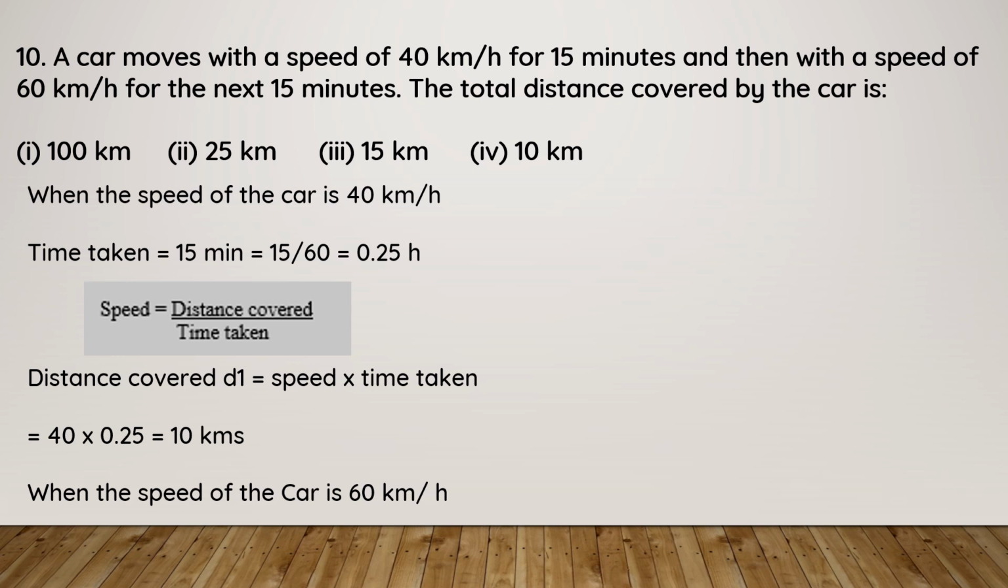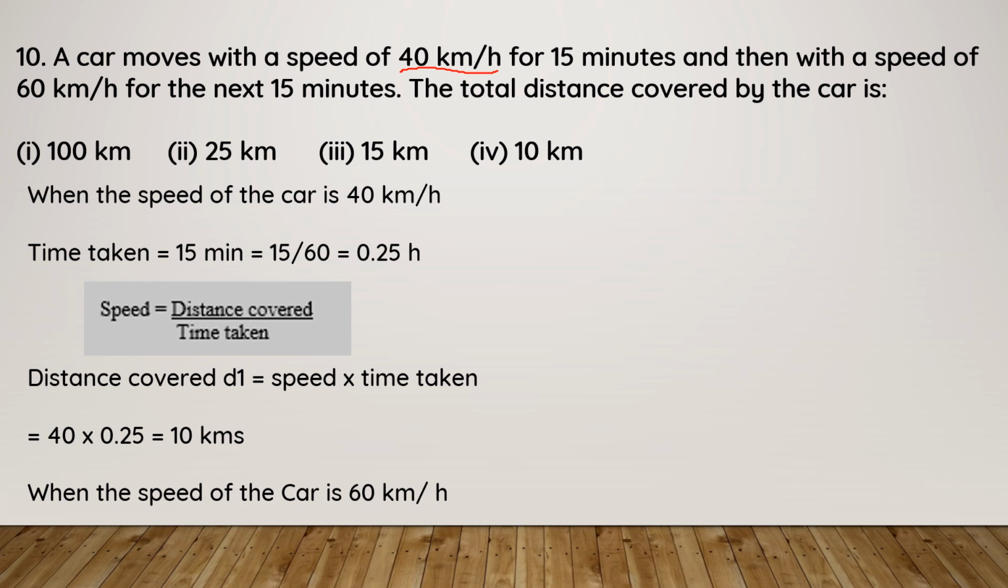Now we will read question number 10. A car moves with a speed of 40 km/h for 15 minutes. So just imagine one car is moving and in the meter you can see 40 km/h. For 15 minutes the car moves with the same speed, 40 km/h. And in the next stage, with a speed of 60 km/h for the next 15 minutes.